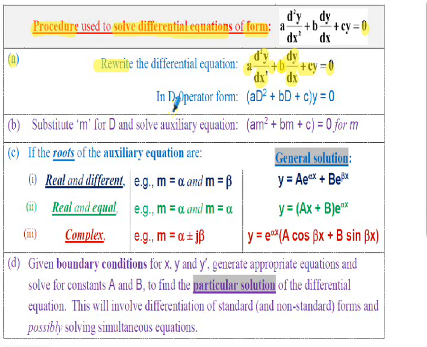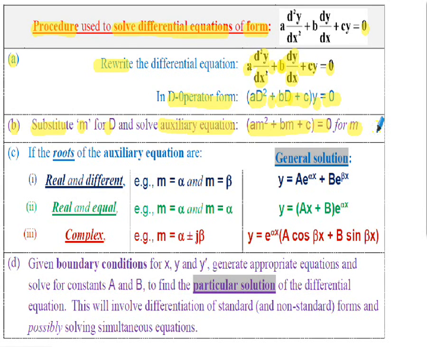We can then write the above equation into the operator form shown previously. In brackets we've got a D2 plus bD plus c, and that's all multiplied by y is equal to 0. Step 2, we're going to use a notation change here and substitute the value of m for D and solve what's termed the auxiliary equation. So write it in the form am squared plus bm plus c equals 0. We're now going to solve for m.